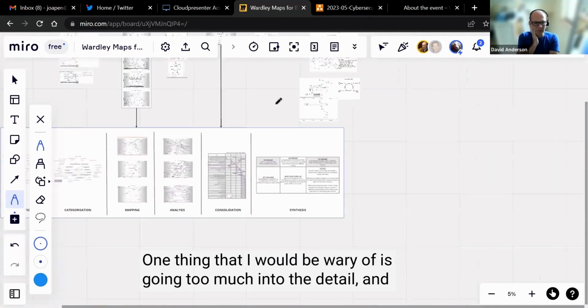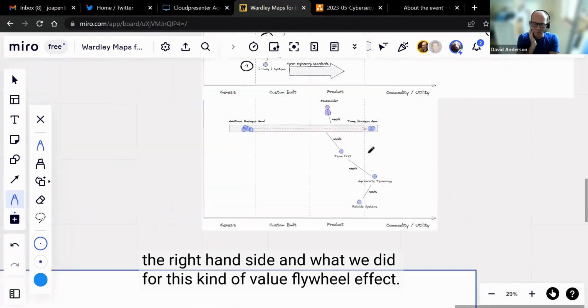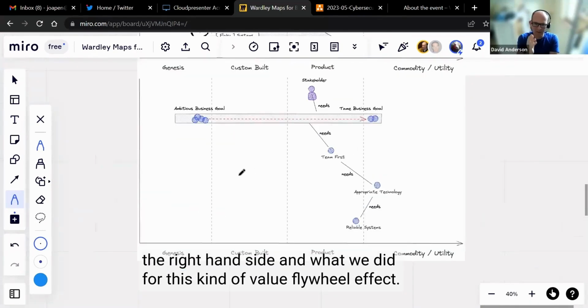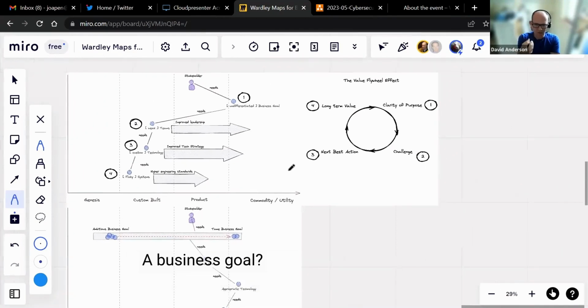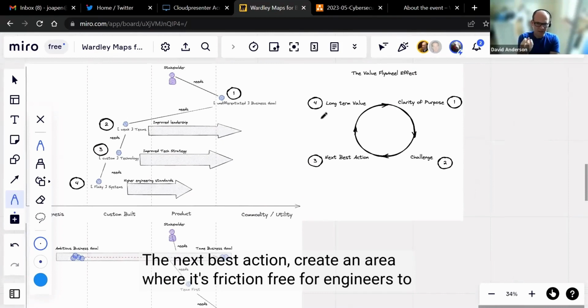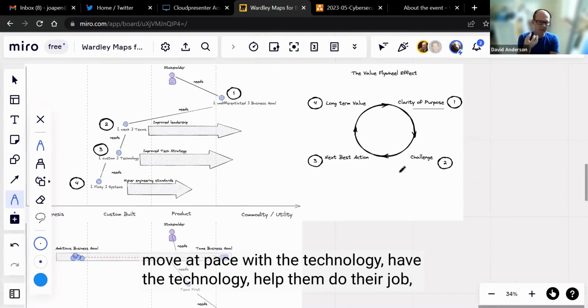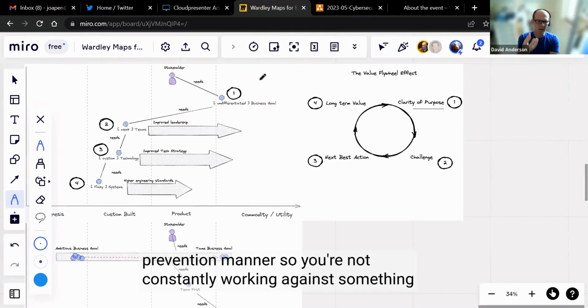One thing that I would be wary of is going too much into the detail. And we did have this, if you just go back to that map on the right-hand side. What we did for this value flywheel effect is this idea of what's your clarity of purpose, a business goal, what's the challenge, create the right environment, improve leadership. The next best action, create an area where it's friction-free for engineers to move at pace with the technology, have the technology help them do their job, and then long-term value, build your systems in a well-architected problem prevention manner, so you're not constantly working against something.